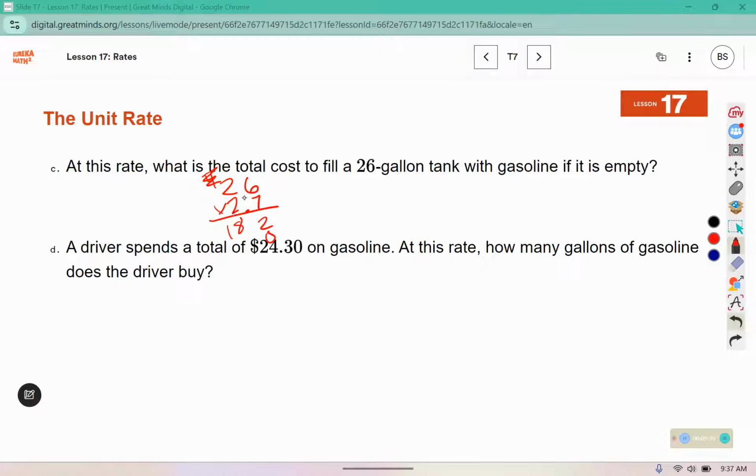Put in that 0. 2 times 6 is 12. 2 times 2 is 4. Plus 1 more makes 5. If I add those up, I get a 2, a 10, 5, 6, 7. And my question had 1 decimal place, so my answer needs 1 as well. The total cost to fill a 26-gallon tank is $70.20.